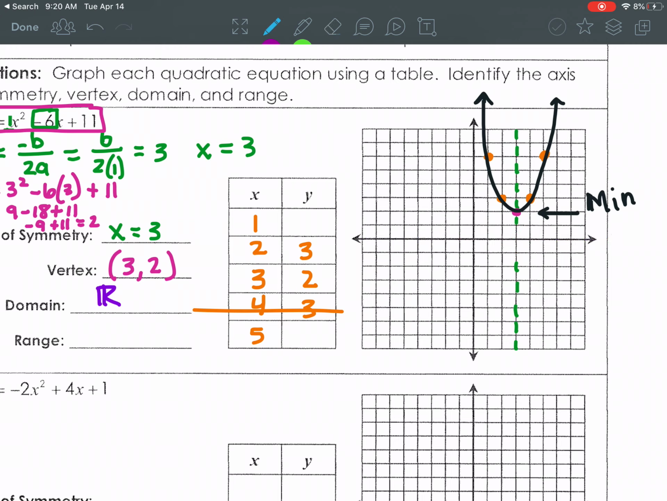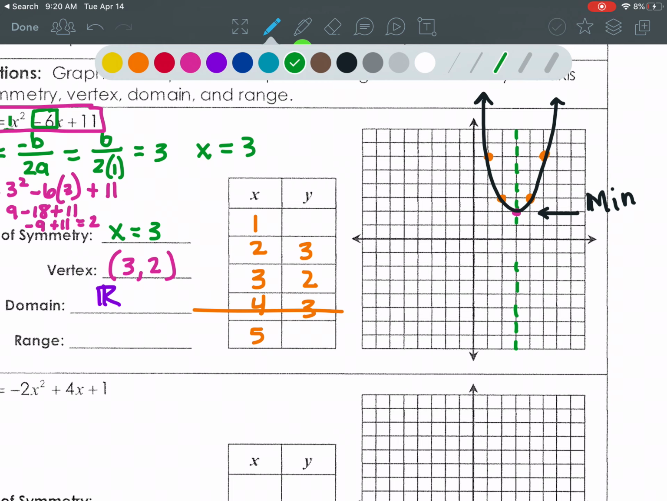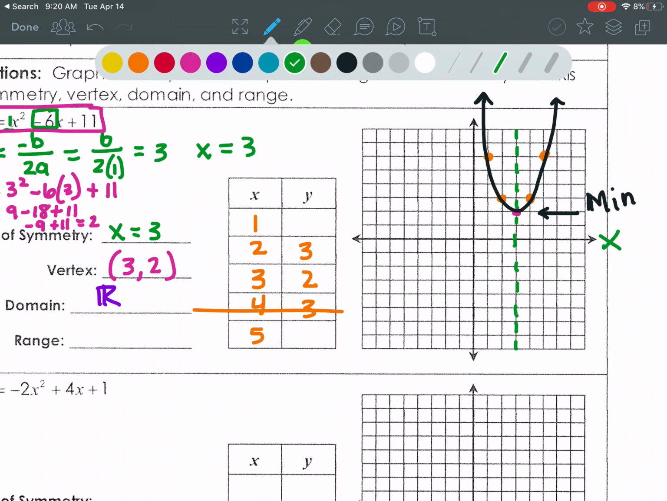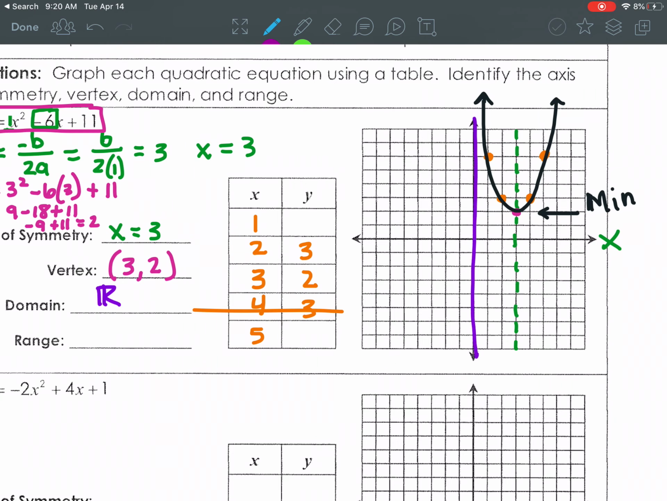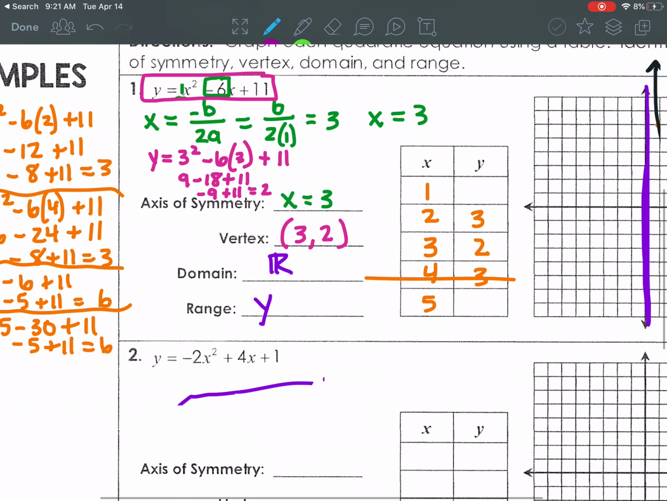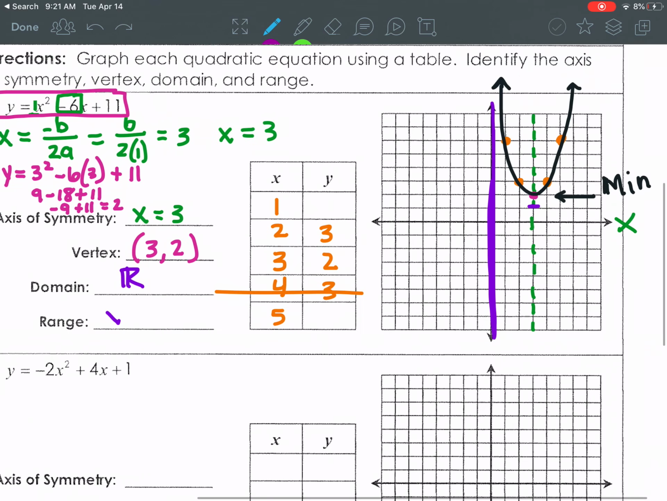Okay. Next one then are range values. So remember, ranges are y values. So let's look at y values. This would be our y-axis. So where is this graph going to be? Well, it's never ever going to go below this vertex point. So our range is our y values. So y always is going to be greater than or equal to that point. So y is greater than or equal to 2, and you can get that also from your vertex point there.